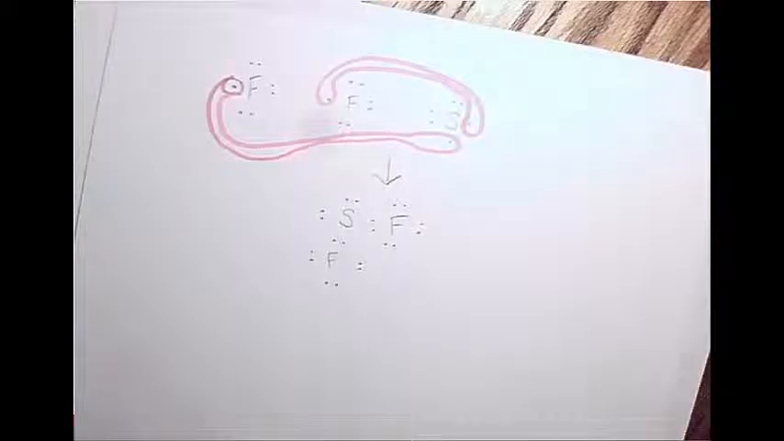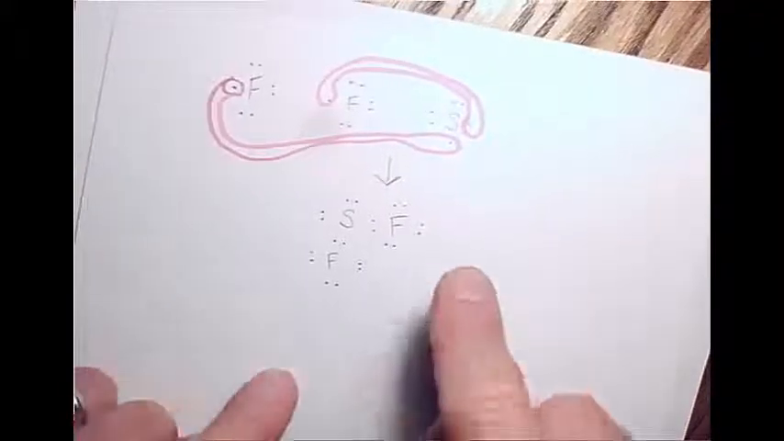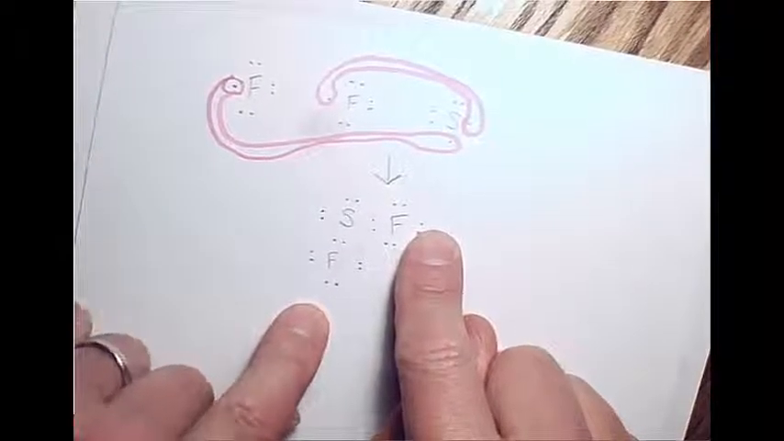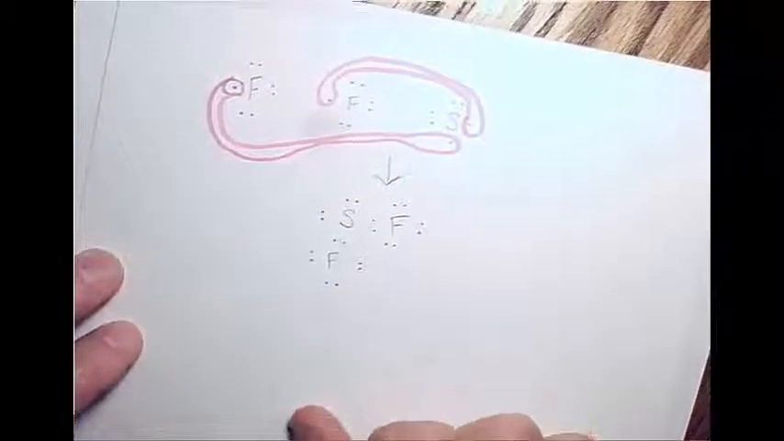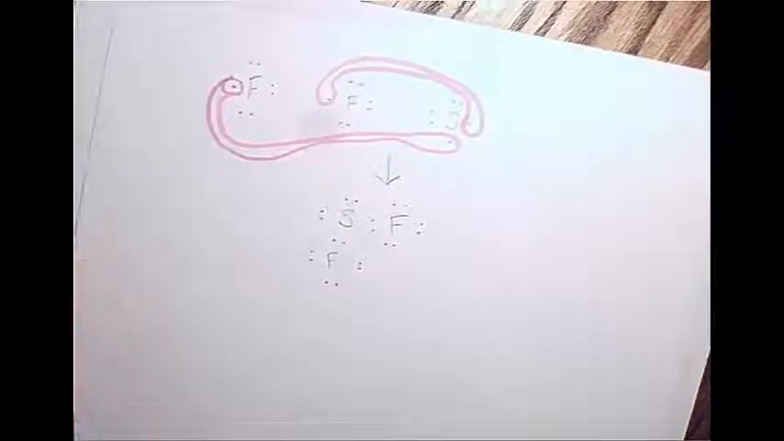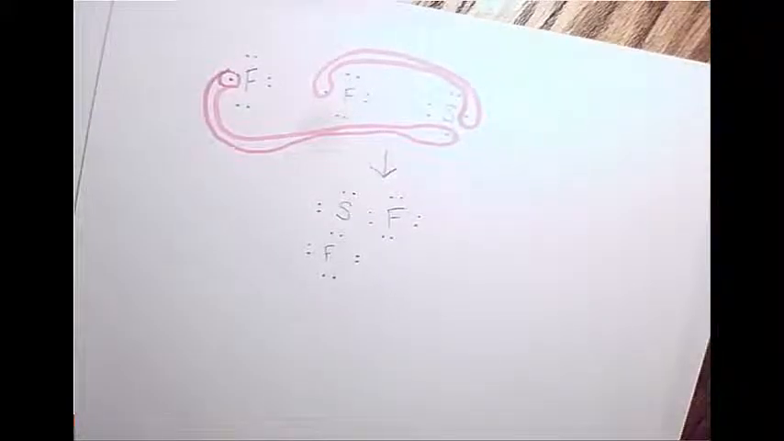Okay. All right, listen up. Now you don't have to have the fluorines on the right side and the bottom. You can put them on any one of the 4 sides. How it gets arranged doesn't matter as long as the electrons are lined up properly.